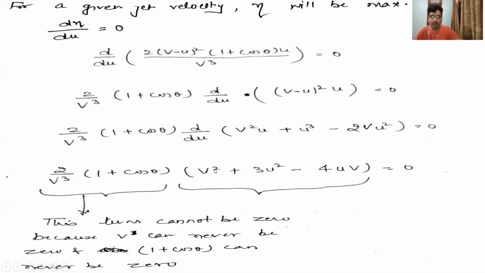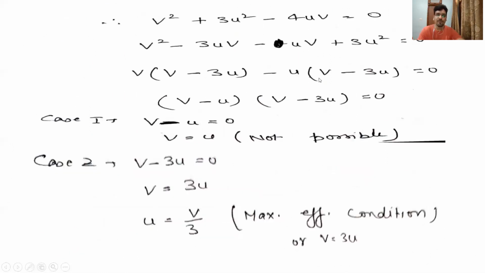So v square plus 3 u square minus 4 v u equals to 0. So we have put this equals to 0. So we will get two values, that is v minus u and v minus 3u equals to 0. So taking this first case, v minus u equals to 0. So in this case, v equals to, if we solve this equation, so we will get v equals to u.